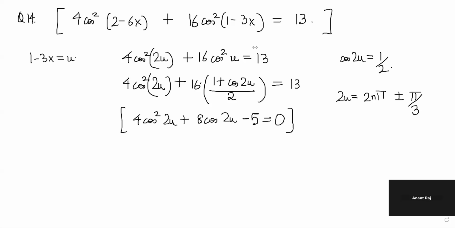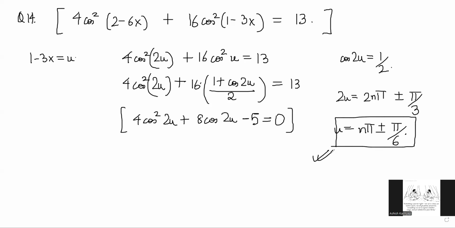From here we get u as n pi plus minus pi upon 6. Then substitute 1 minus 3x as u, then it will be x. Okay, so that is done. Question 15. Sine 4x plus 3 sine 2x is equal to tan x.